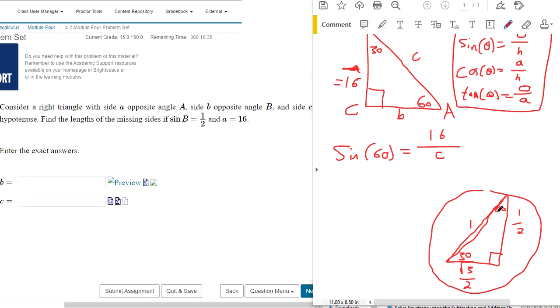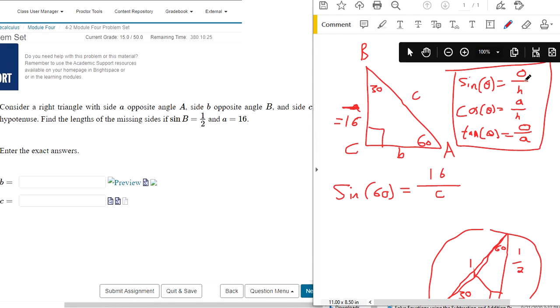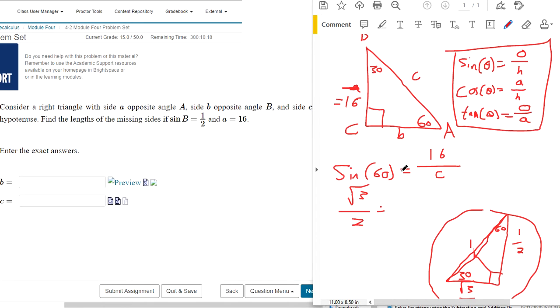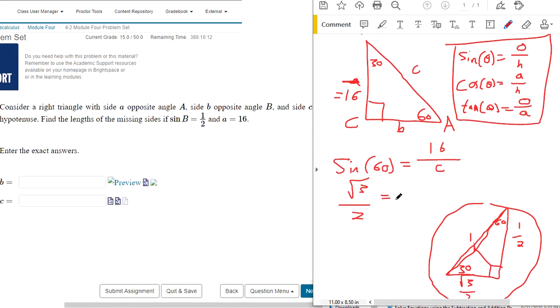From 60, if we're trying to find the sine ratio for 60 degrees, the square root of 3 over 2 is the opposite, and the hypotenuse is 1. So the opposite over the hypotenuse is square root of 3 over 2 divided by 1, or in other words, it's just square root of 3 over 2. The exact value for sine of 60 is square root of 3 over 2.